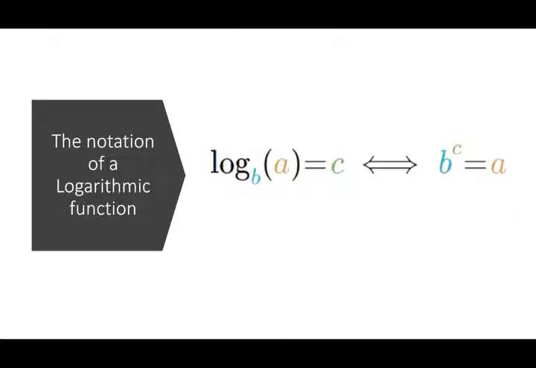The notation of a logarithmic function basically goes as follows. Log of base b of a equals c, which is the same as saying b raised to c is equal to a. And you should note that when b is equal to 10, we do not write the 10 at the base of the log, which is right under g, only when it's equal to 10.